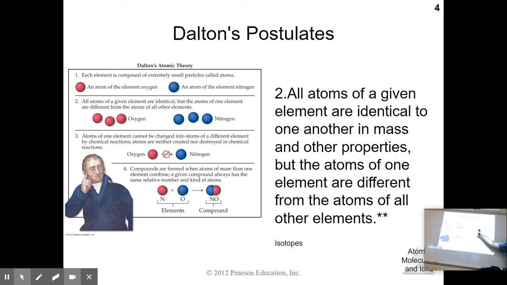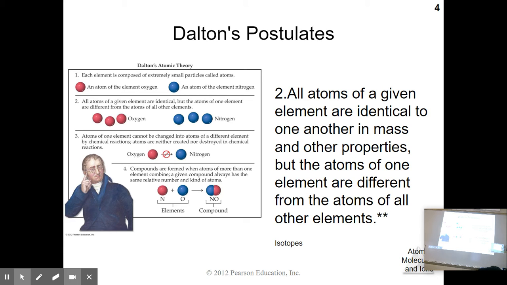Okay? Again, this was back in the early 1800s. The concept of isotopes was not really known about until about 1913, about 100 years after Dalton's postulates. So his second postulate can maybe be updated a little bit. An atom of an element is still going to be different than an atom of another element, but now we know that there are atoms of a single element that might vary in overall mass. And the numbers with the decimal values on the periodic table are averages.